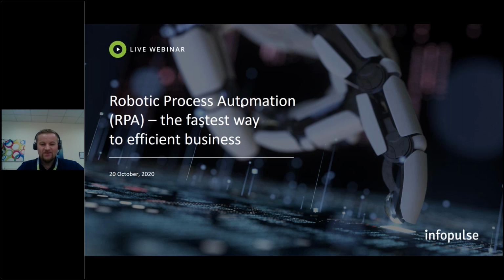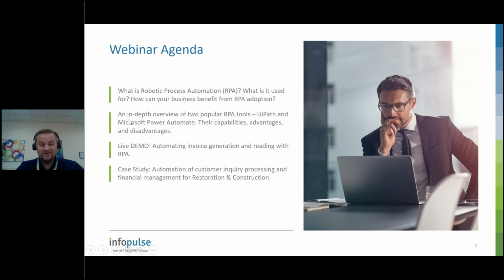Today we're going to talk about, not to keep, but to refresh in memory, what Robotic Process Automation is, what it is used for, and how it could help your business become more efficient. Also, we will take a look at two popular RPA tools, UiPath and Microsoft Power Automate. We will look at their capabilities, advantages, or even disadvantages.